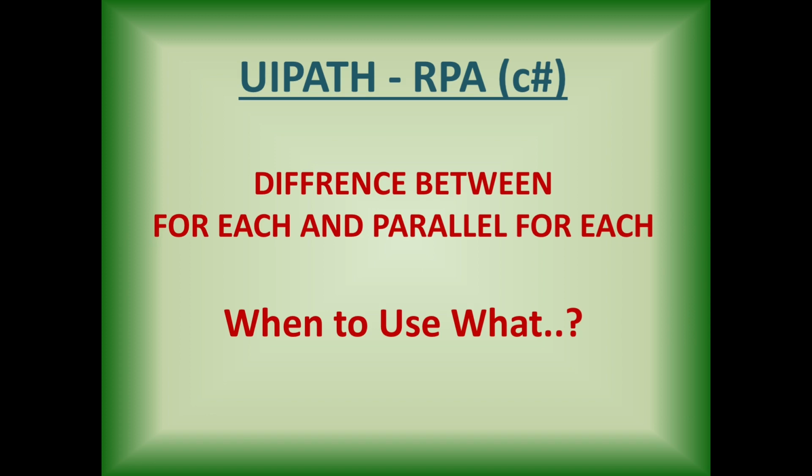So in this video, we are going to understand UiPath RPA for each activities. There are three kinds of for each activities in UiPath. One is for each row, which is used whenever you are working on some data table. For each, which is to iterate through all the objects in a collection, and another one is parallel for each. So today we will see what is the difference between for each and parallel for each, and then we will understand with a simple example also.